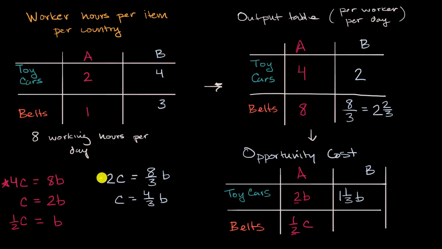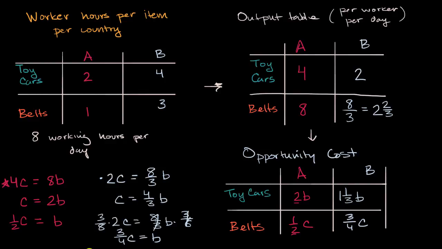And then if I start right over here and I multiply both sides by 3/8, actually let me do that over here. So I have 3/8 times 2C is equal to 8/3 B times 3/8. These cancel out. And over here, I'm going to have 6/8 C. 6/8 C is the same thing as 3/4 C is equal to B. So instead of making 1 belt, I could take that same energy and make 3/4 of a toy car.